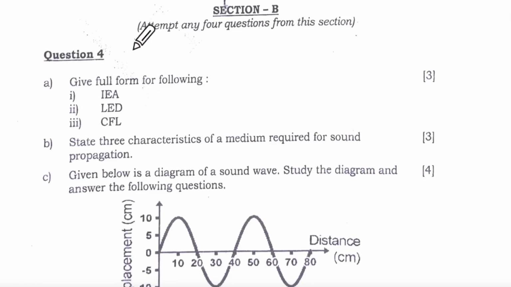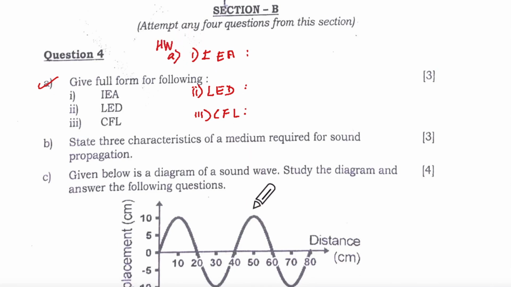Question number 4. Give the full form. So write over there: number 1 IEA, number 2 LED, and number 3 CFL. How many of these do you know without any problem? None of them? CFL is what? Chlorofluorocarbon. Chlorofluoro? No, nothing. You don't know, no? No, ma'am. Okay, so that becomes your homework. Understanding all this is learning work.